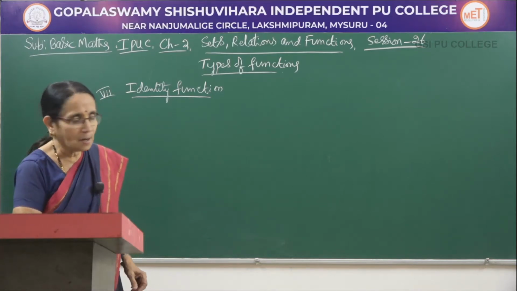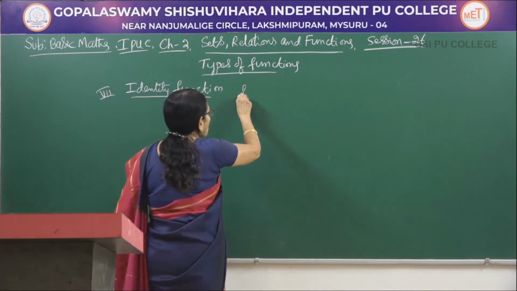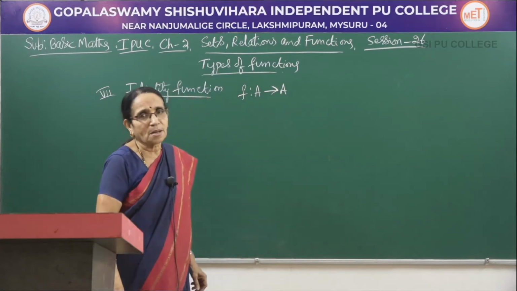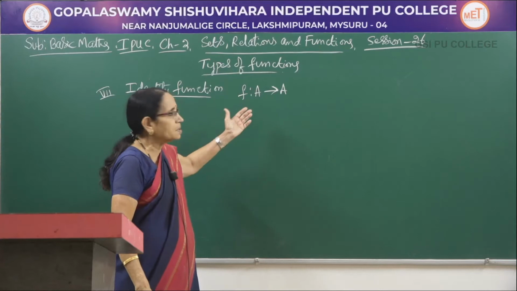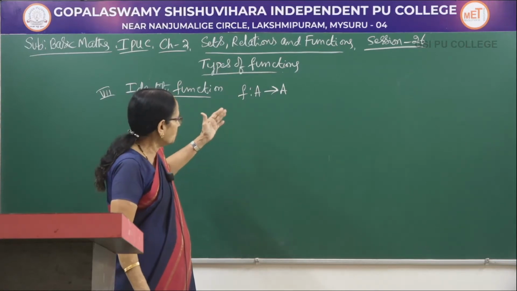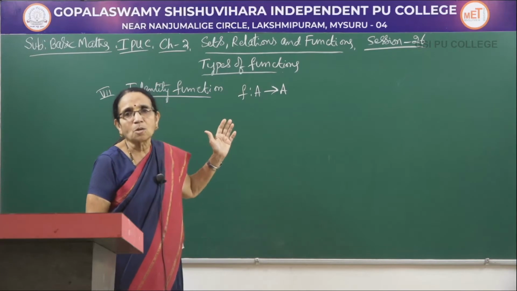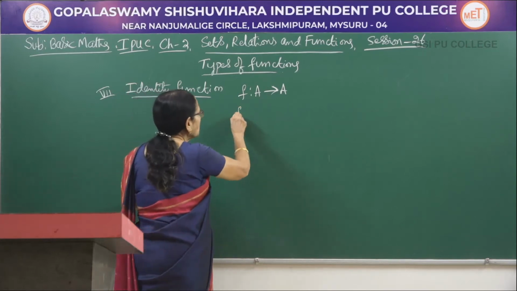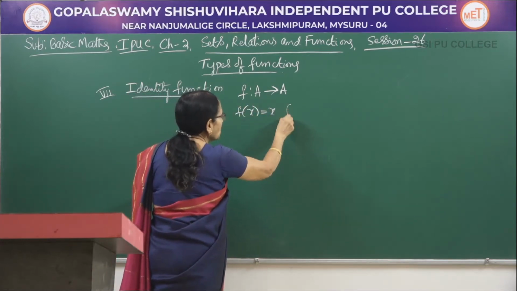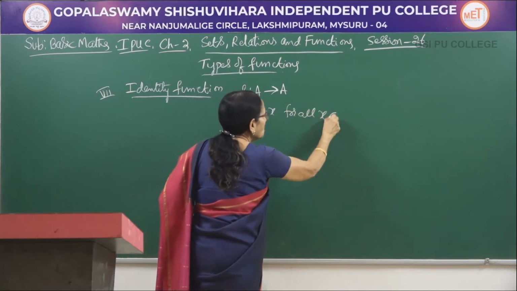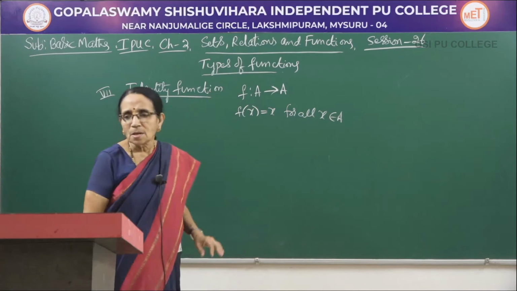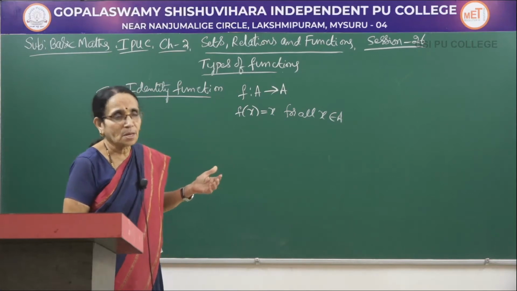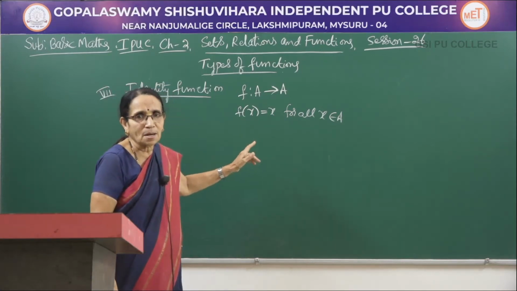Identity function. Here, if you take a function f defined on the set A, that is, the domain is also A, the codomain is also A. A function f from the set A onto the set A is said to be an identity function if f of x is equal to x for all x belonging to A. That is, each number would be associated with itself. In other words, the image of each element is itself.